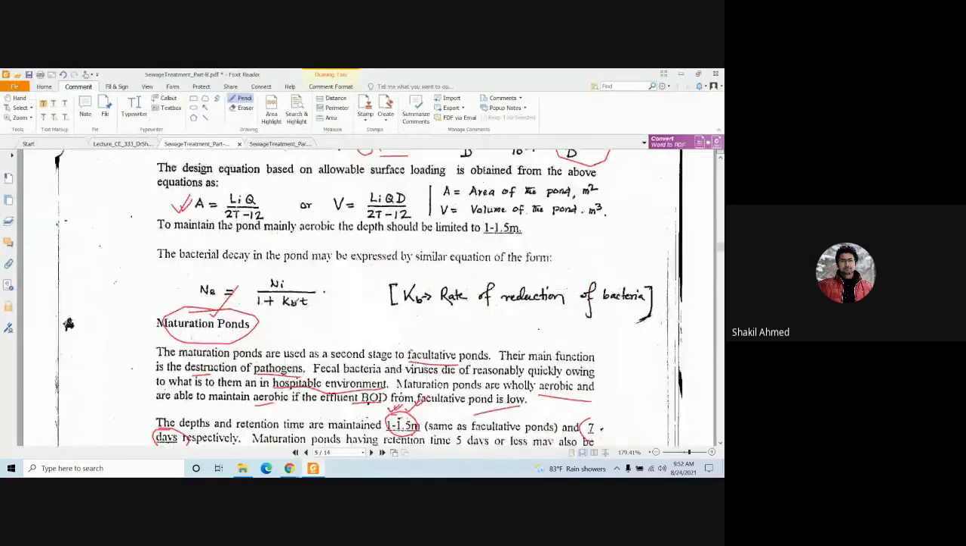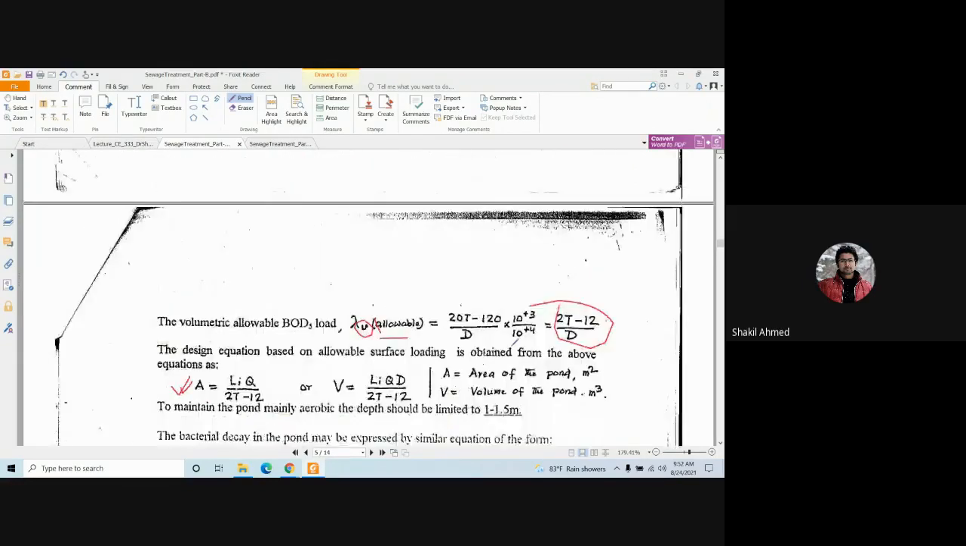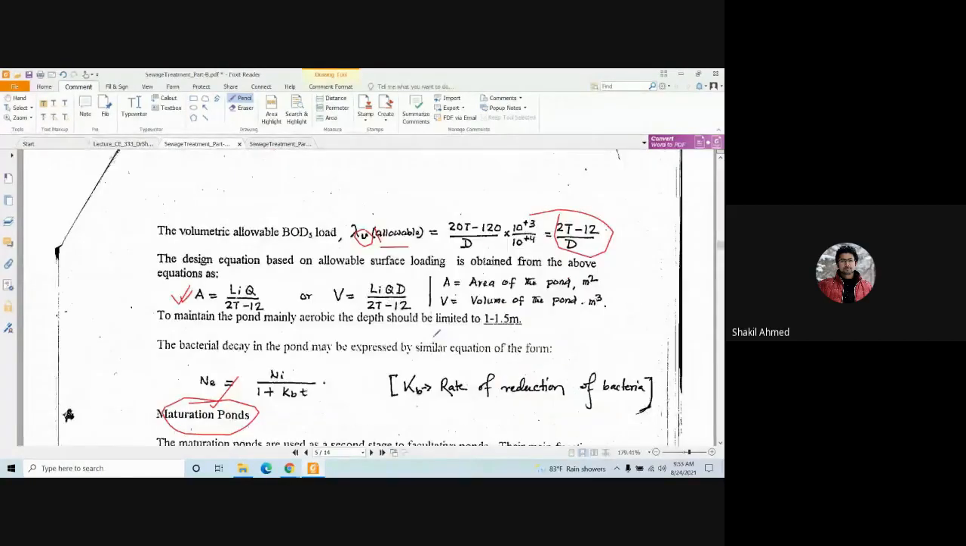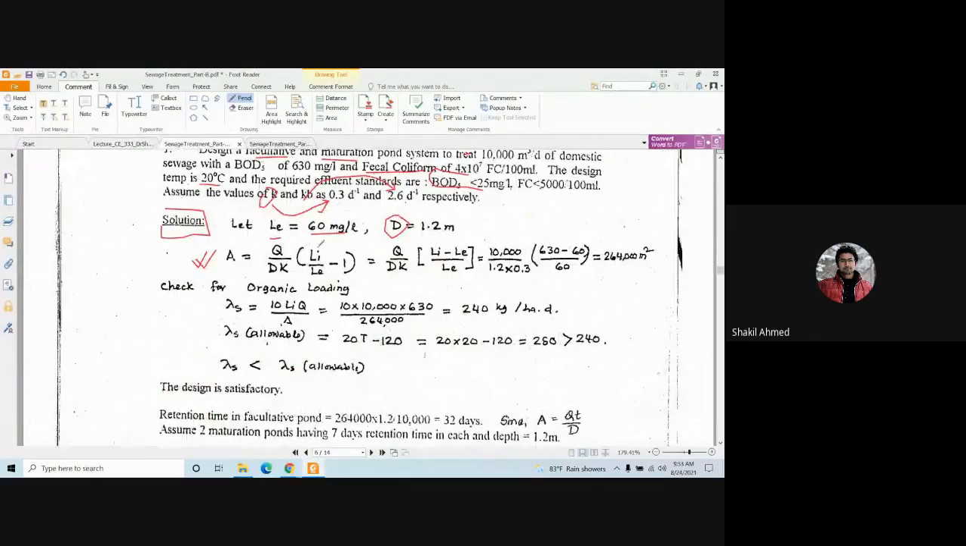Okay. So this is Le equals 60 milligram per liter. Let's say depth equals 1.2 meter. I also told you that in facultative pond, we try to maintain a depth of 1 to 1.5 meter. Well, that's fine. Now A equals Q over dk, Li over Le minus 1. I already showed you this formula, and I also showed you the derivation.